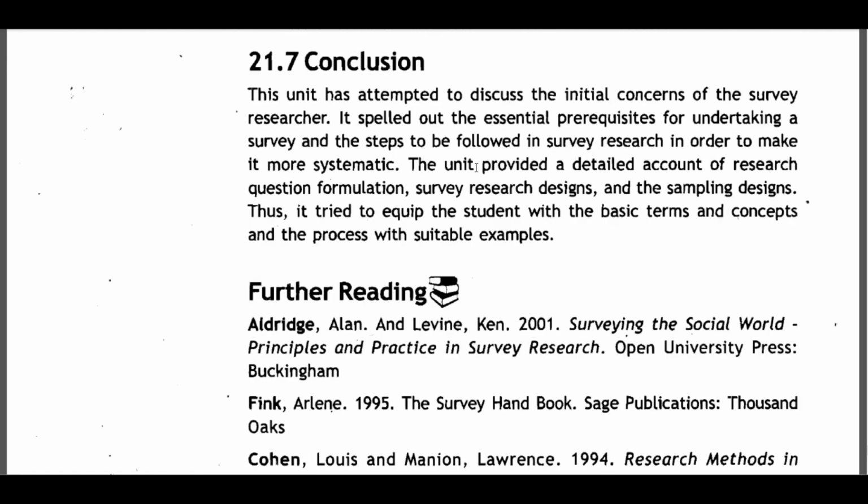21.7 Conclusion. This unit has attempted to discuss the initial concerns of the survey researcher. It spelled out the essential prerequisites for undertaking a survey and the steps to be followed in survey research in order to make it more systematic. The unit provided a detailed account of research question formulation, survey research designs, and sampling designs. Thus, it tried to equip the student with the basic terms and concepts and the process with suitable examples.